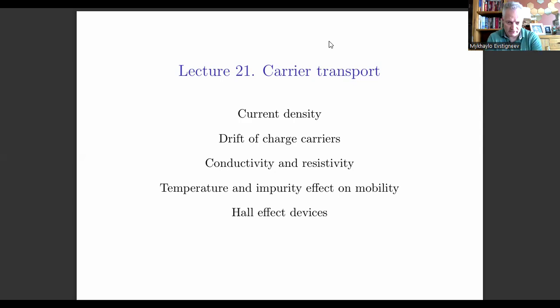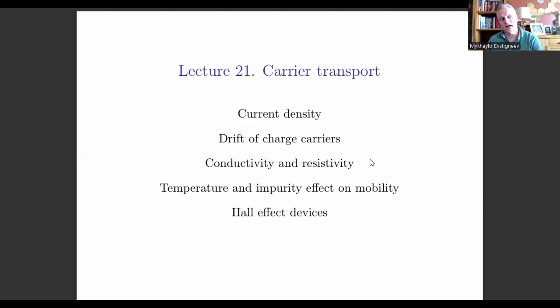So in this lecture, I will introduce the fundamental concepts from the theory of electric current. I will introduce the concept of current density, drift. I will derive the conductivity and resistivity of a semiconductor. I will comment on their temperature dependence and their dependence on the concentration of charged impurities. And finally, I will tell you how Hall effect devices work.